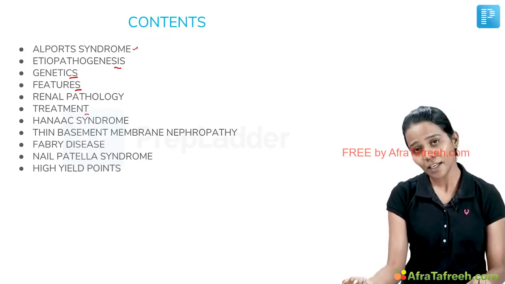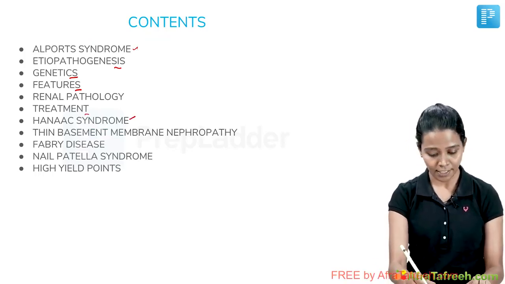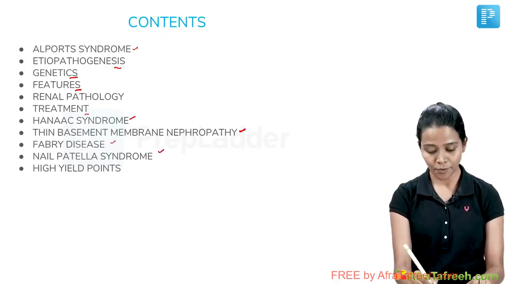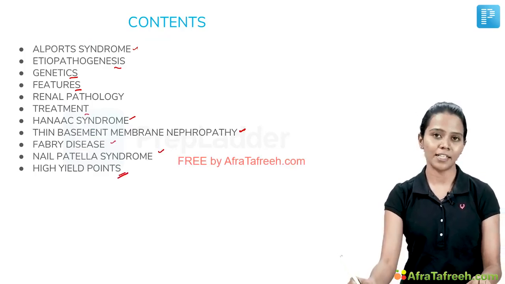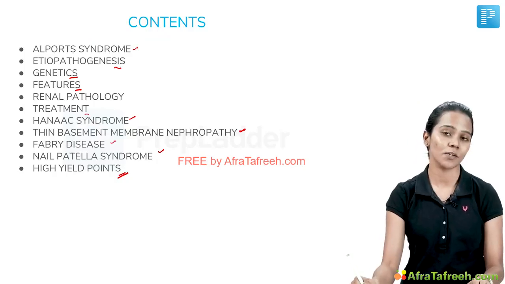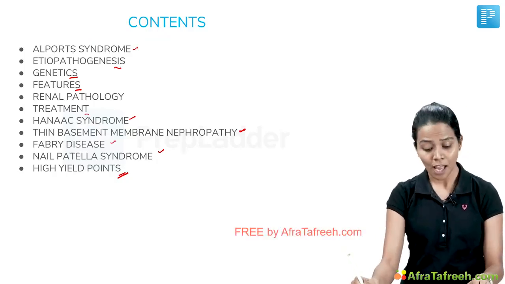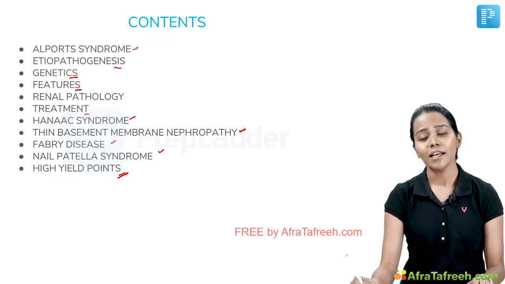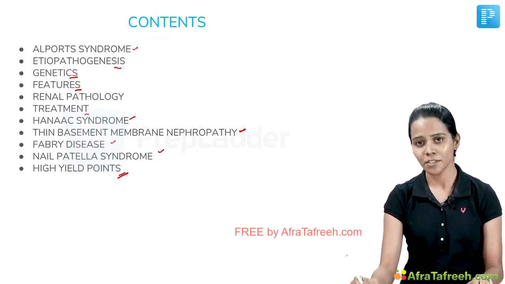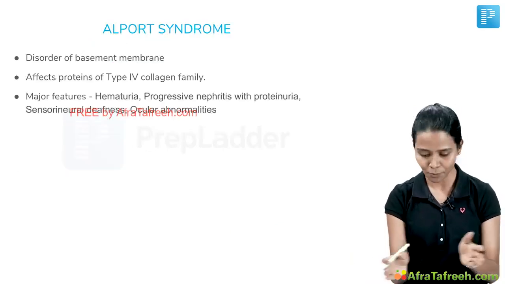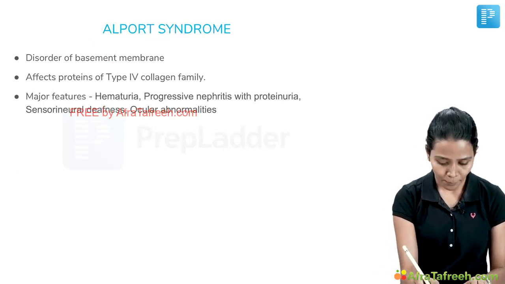Then other familial glomerular disorders, that is Hannack syndrome, thin basement membrane nephropathy, Fabry disease, Nail-Patella syndrome, and finally we'll end with high yield points. This high yield points is a revision capsule which contains questions which have been asked as MCQ previously. And from an exam point of view, I can tell you this chapter is a gold mine. Many questions are going to come from this chapter because it has a lot of fancy names which you will be seeing. Now, Alport syndrome.